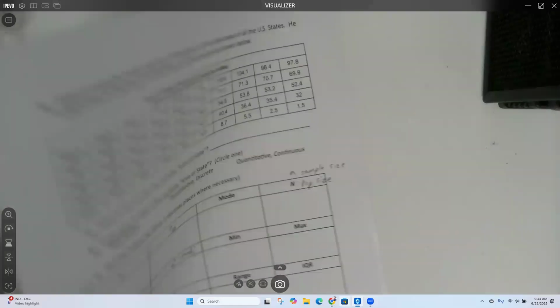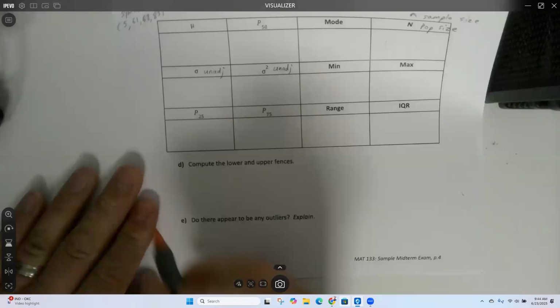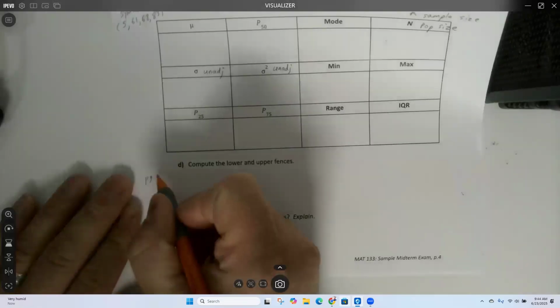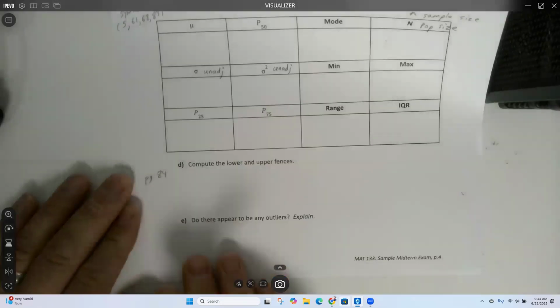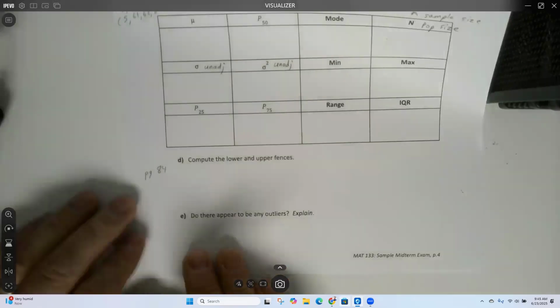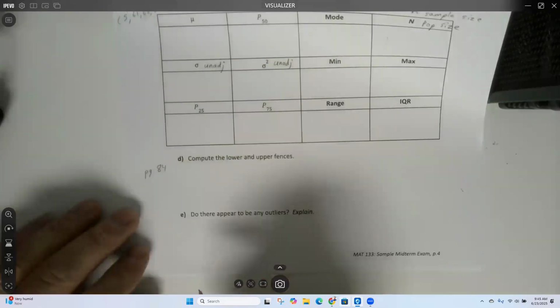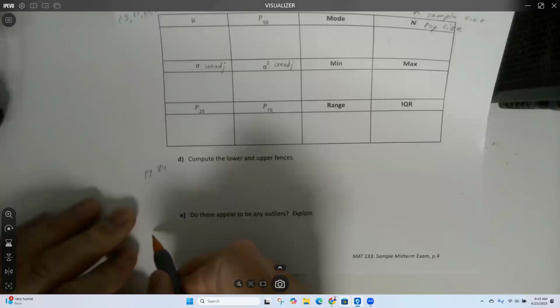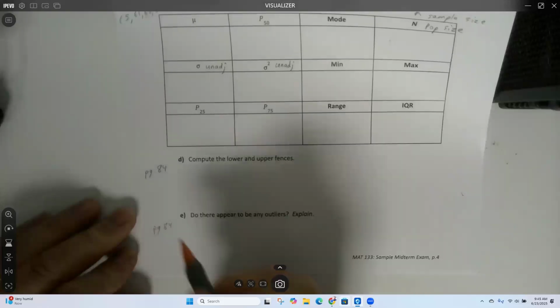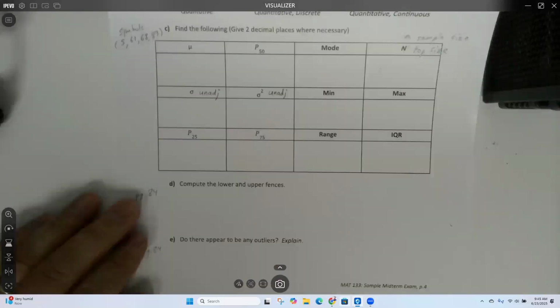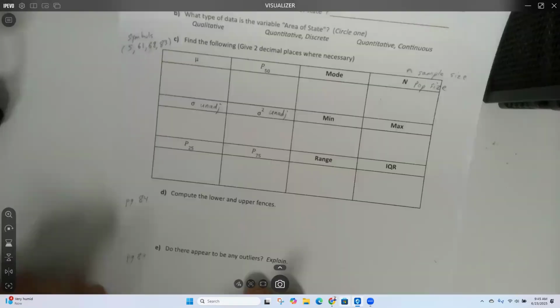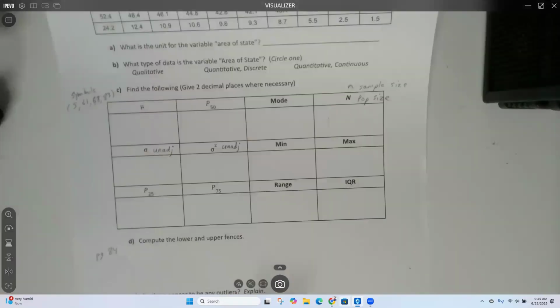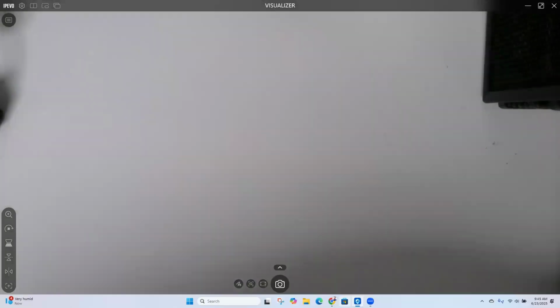Okay, so upper and lower fence. If you don't have that formula memorized, make sure you include that on your 8.5 by 11 paper that you want to bring with you, or that you're going to have with you on the exam. So that formula is on page 84. All right, next page, page 389.